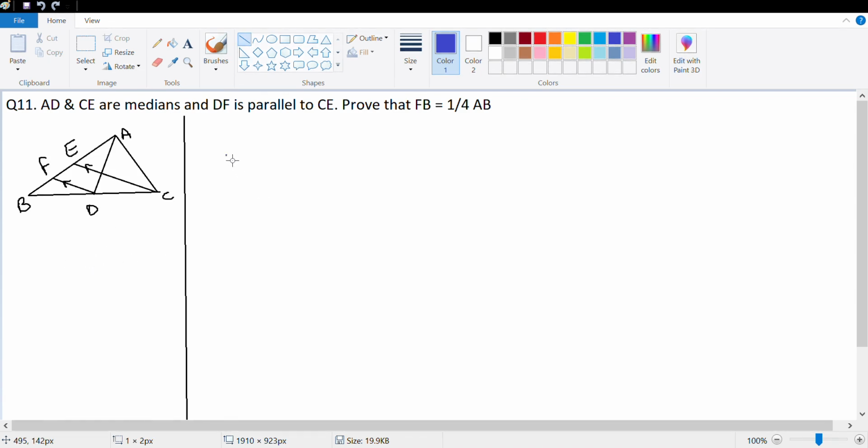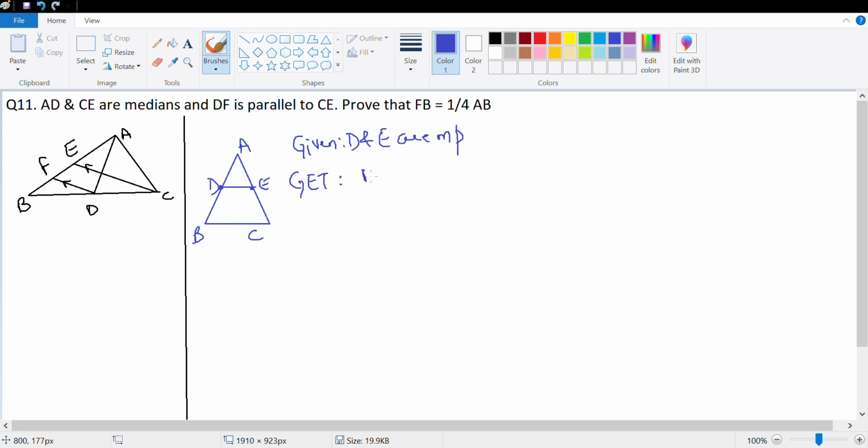In part 1, we talked about the midpoint theorem. In the midpoint theorem, if you have a triangle and two midpoints are given, which means D and E are midpoints, then we get DE is parallel to BC and DE is equal to half of BC. This was the midpoint theorem.